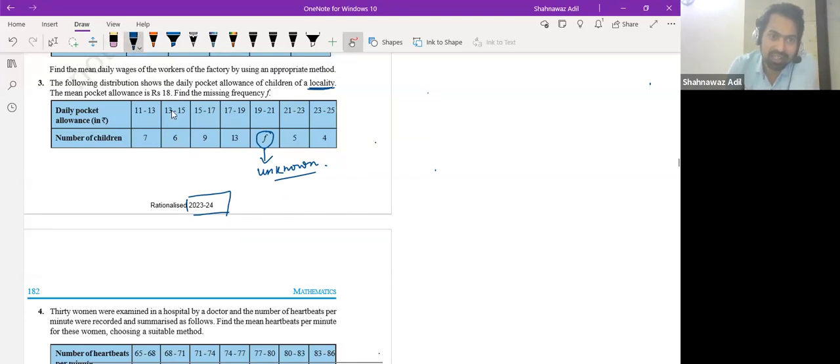So the mean is given. X bar is given. What should we do, guys? What should we do in this question? Any ideas, guys? What should we do?